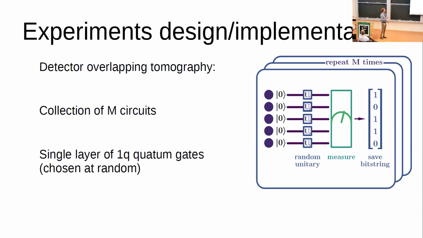So what kind of experiments do we really need? We need n circuits. This number is dictated by the previous formula. And each circuit is constructed in the following way. I just need a single layer of one-qubit gates that will prepare Pauli eigenstates, and I choose those gates at random. And this is the collection of experiments that I need to perform on a device.